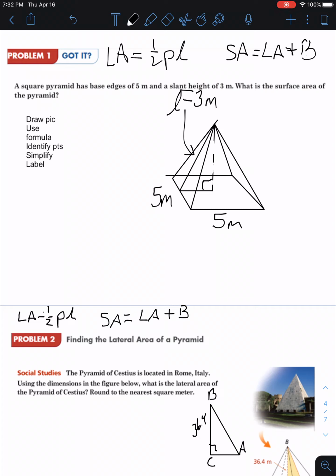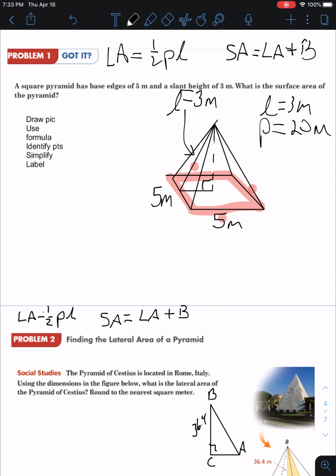We already know that L is 3, so we're going to put L is 3 meters over here. And the perimeter is the sum of all 4 sides. Here's 5, this would be 5, and this would be 5. So P is 4 times 5, or 20 meters. That's a linear measure, so it's not squared.